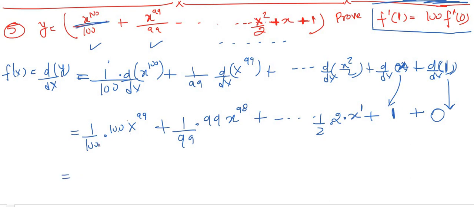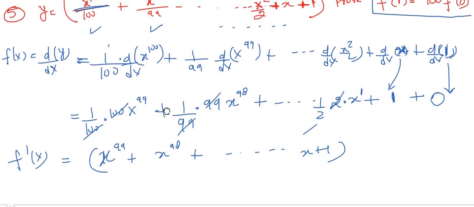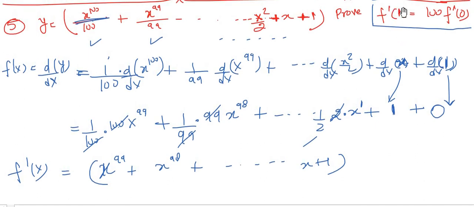Now let's simplify it. 100 cancels, x raised to power 99. This cancels, x raised to power 98. And this is x plus 1. So this is my derivative, I got f dash x. But what do they want? Do they want f dash x? No. They want f dash 1 and f dash 0, the relation of these two. F dash 1 means x is 1, and f dash 0 means x is 0.